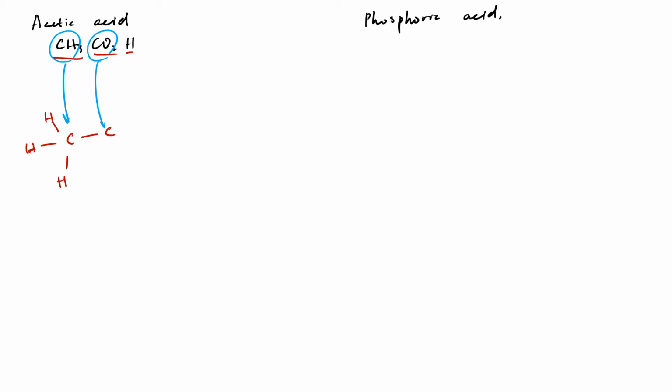This carbon-oxygen double bond will give you a structure like that. And since this oxygen has lone pairs, it can attract this hydrogen to form like that. And add the lone pairs. That's the Lewis structure for acetic acid.